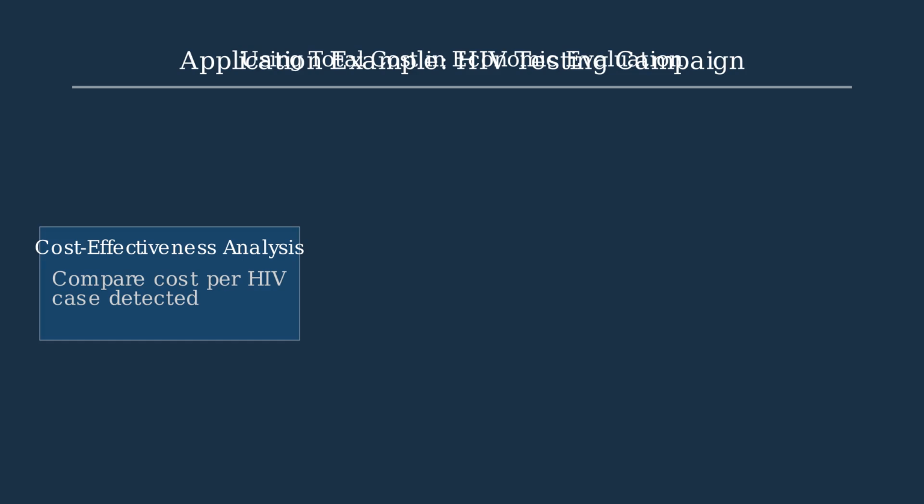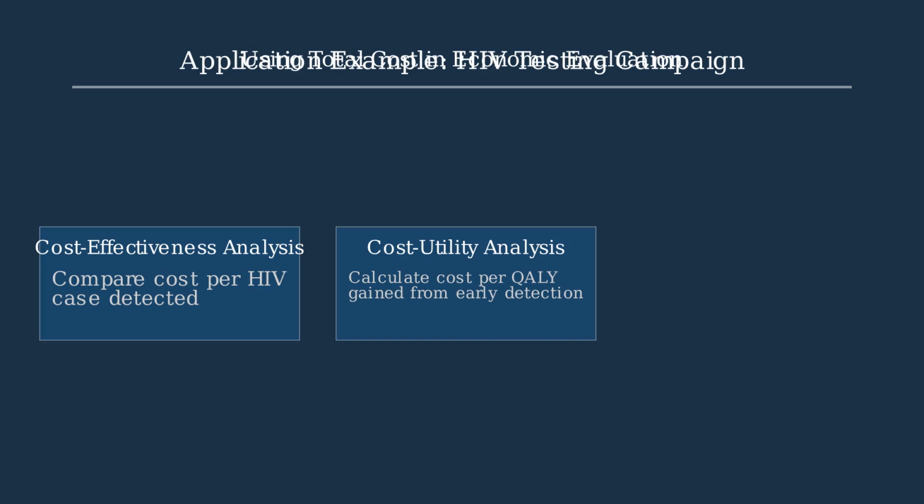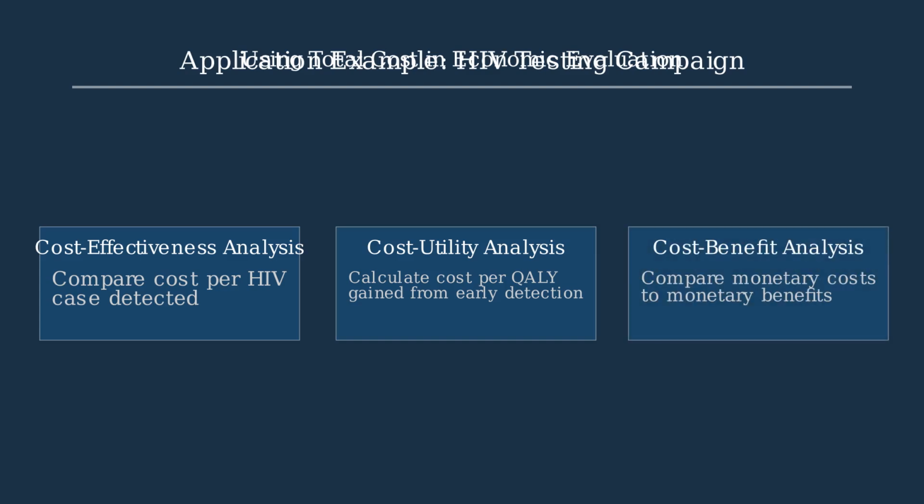For example, in cost-effectiveness analysis, we can calculate the cost per HIV case detected. In cost-utility analysis, we might determine the cost per quality-adjusted life year gained from early HIV detection. Or in cost-benefit analysis, we can compare the monetary costs of testing to the monetary benefits of prevented infections.